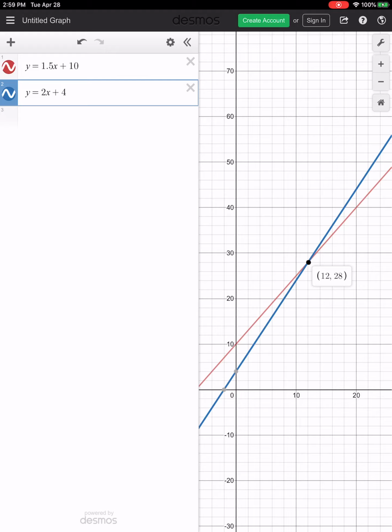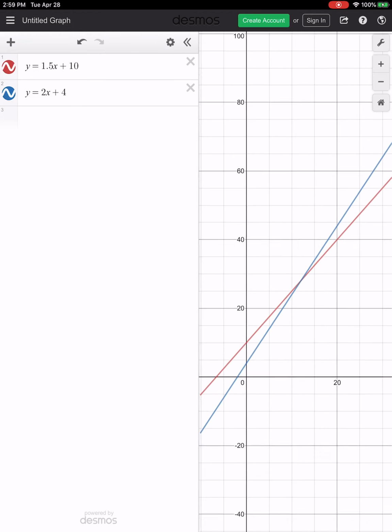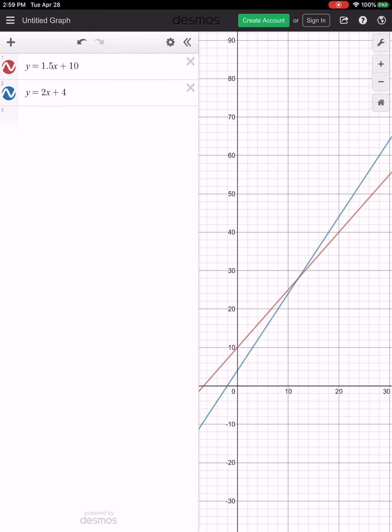I use this all the time. I use it in my calculus class. I use it in my grade 10 class. I use it all the time when I need to figure out something. It does some other cool little things, which I'm going to talk about in the next video.